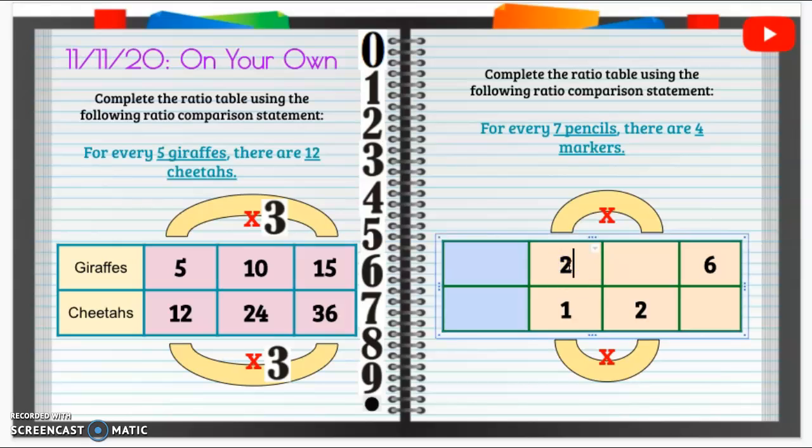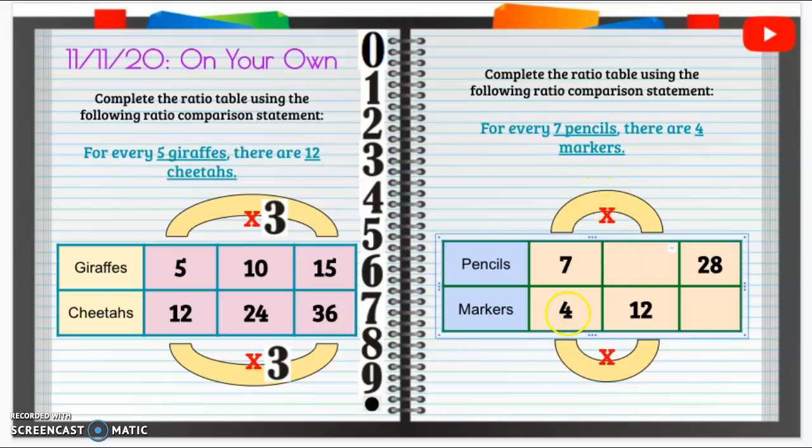All right, so let's go ahead and label pencils and markers. So I'm actually going to redo this because, all right, for every 7 pencils, there are 4 markers. So let's have the table like that. My bad.